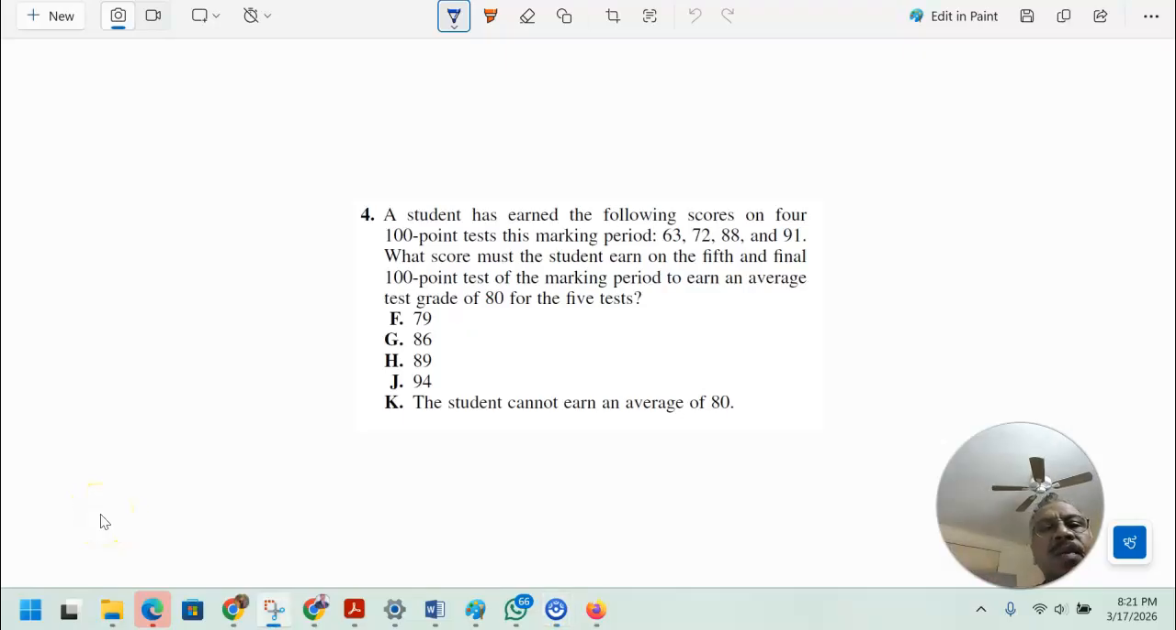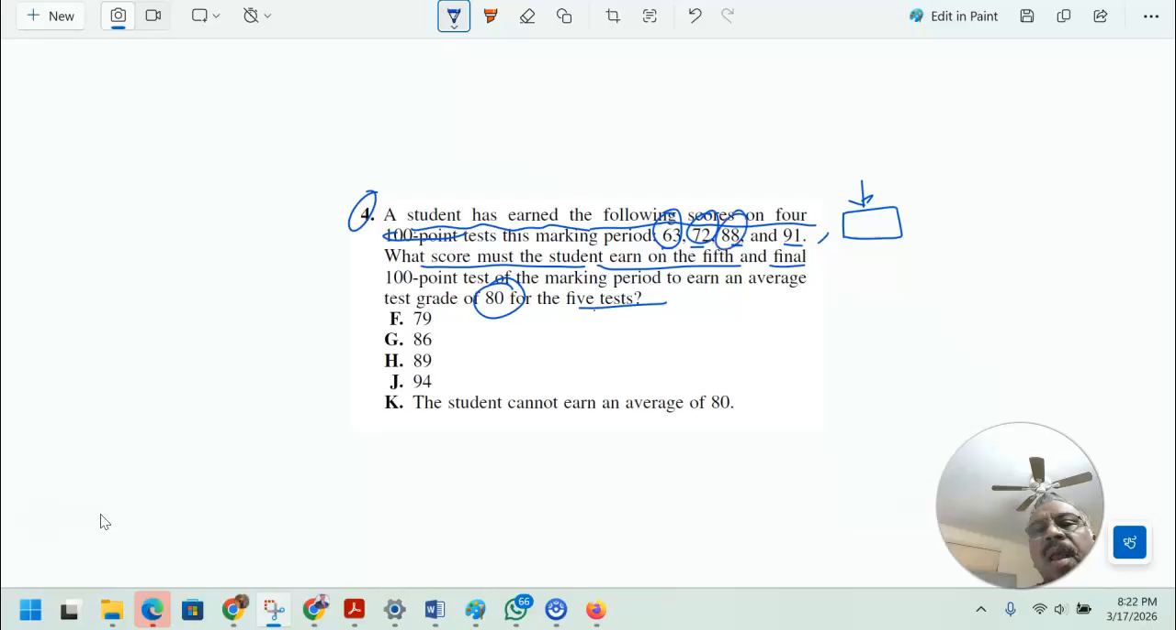So question number 4 says, a student has earned the following scores on 4 tests. So these are the test scores, 4 test scores, and these are all out of 100 points. What score must a student earn on the fifth and the final? That means there is one more here which is missing. So how much should be this score so that his average grade he wants to be 80 with the 5 tests? Among all these 5 scores together should have an average of 80.